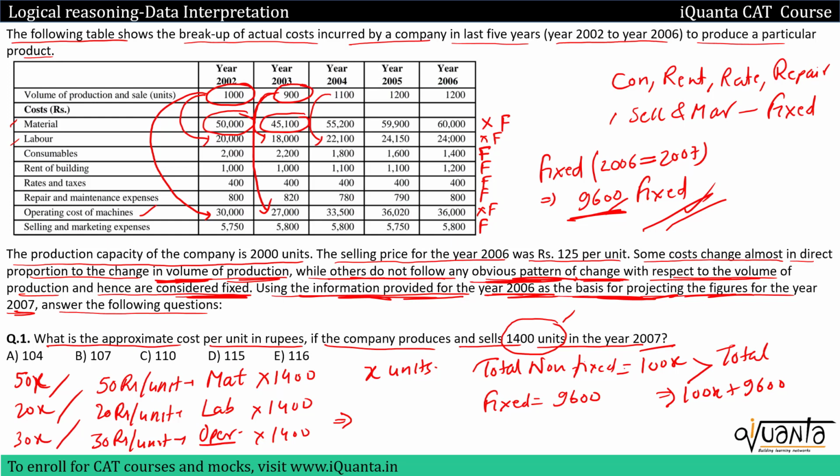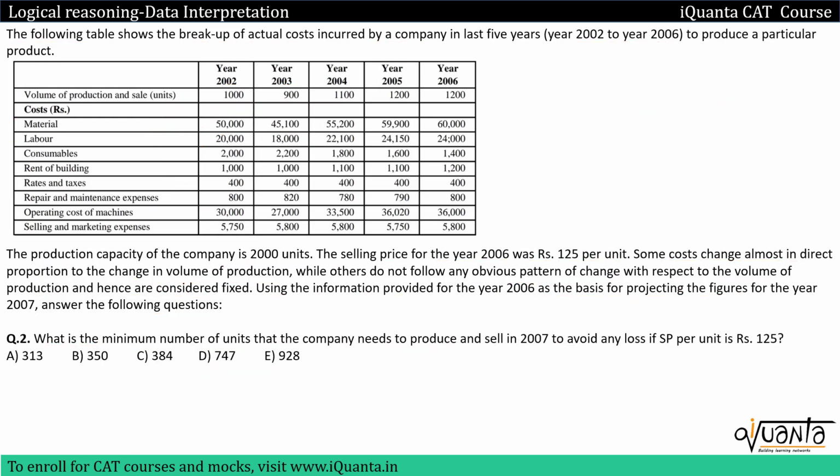So total cost will be 100 into x, which is 1400 plus 9600 divided by per unit cost. Okay, so we'll divide it by the number of units, which will give us roughly 107. Option B will be the correct answer over here. Okay, you can solve this by yourself. Now let us go to the next question.